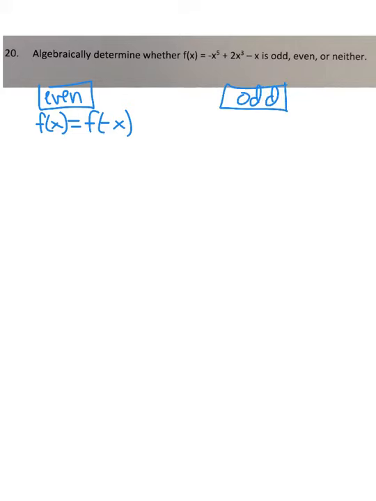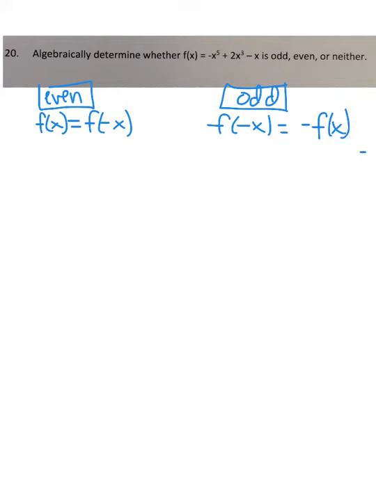Okay, so 20 wants you essentially to do the same thing as number 19, but we just have to do this algebraically. So remember that if something is even, the rule is that f of x equals f of negative x. And if something is odd, then remember that the rule is f of negative x equals negative f of x.